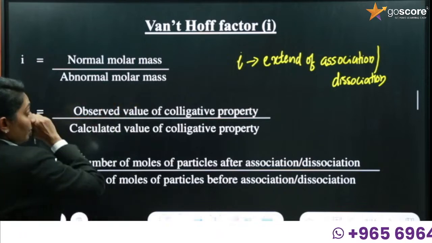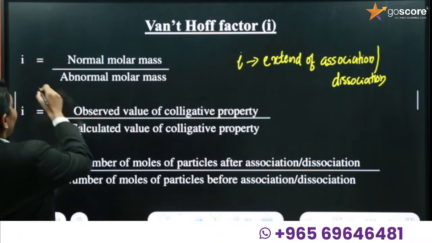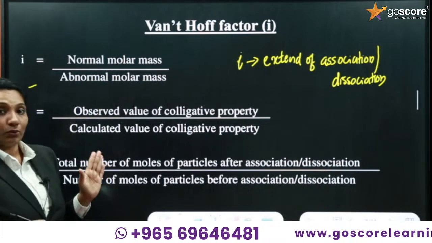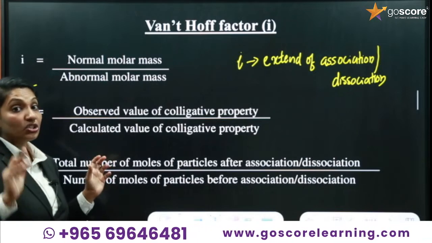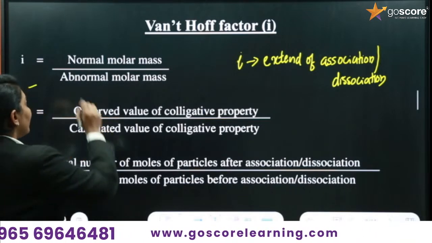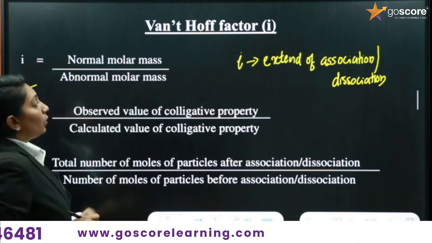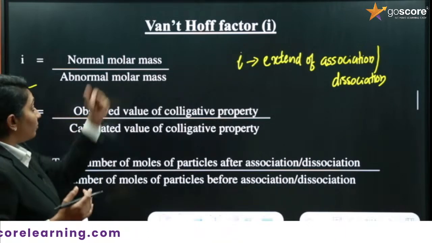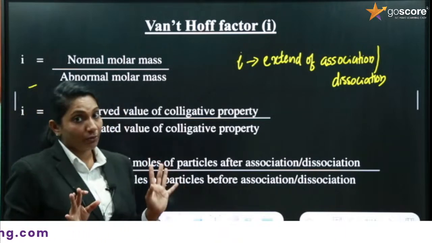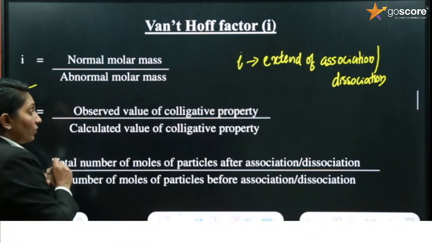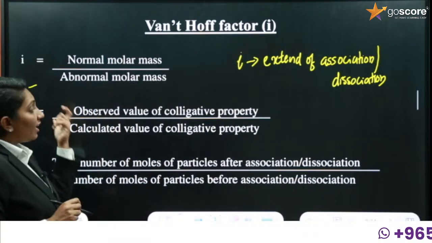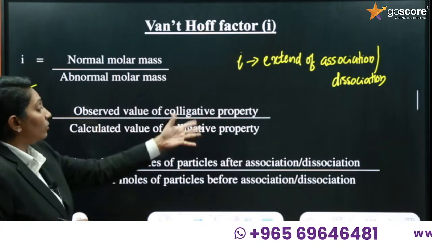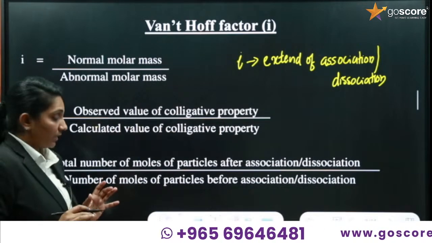So now see, here we have 3 expressions for finding out the Van't Hoff factor. That is, Van't Hoff factor is represented with the small letter i, and i is equal to normal molar mass divided by the abnormal molar mass. That is the normal molar mass changed due to association or dissociation. And in terms of colligative property, of course, if the molar mass is changing, it will affect the colligative property, right? So, in terms of colligative property, we can write Van't Hoff factor i is equal to observed value of colligative property divided by calculated value of colligative property.